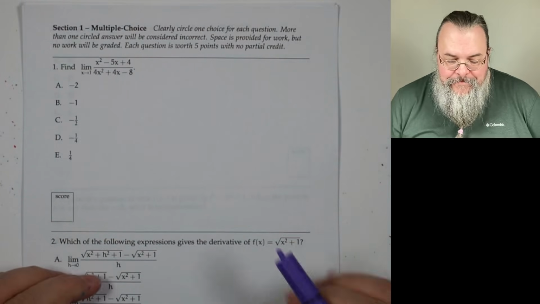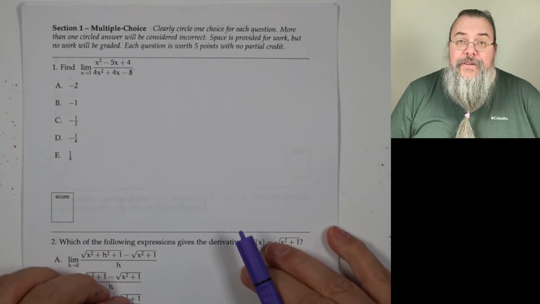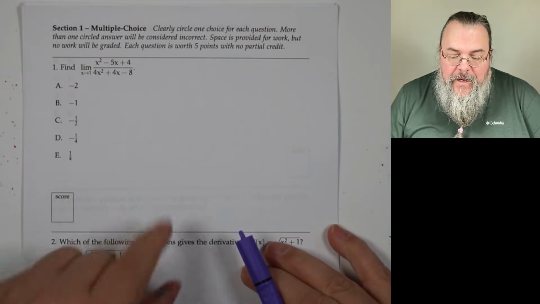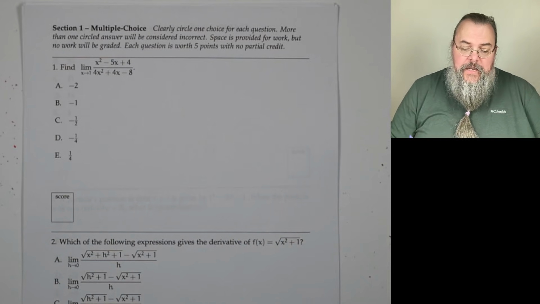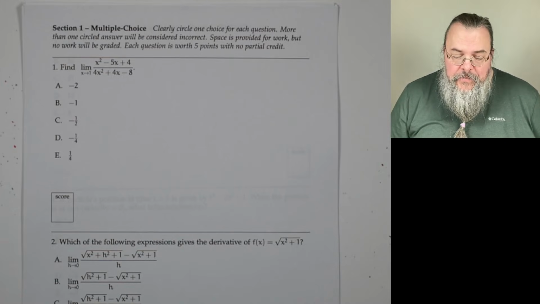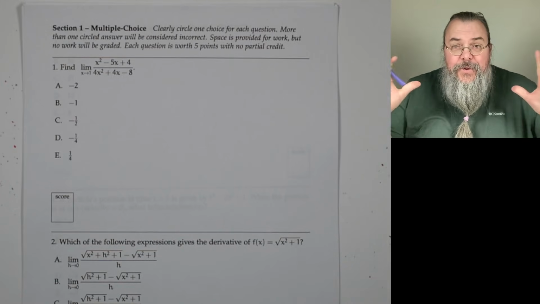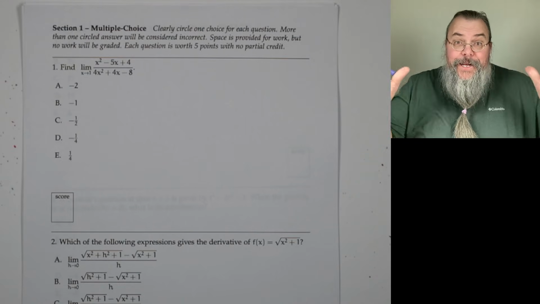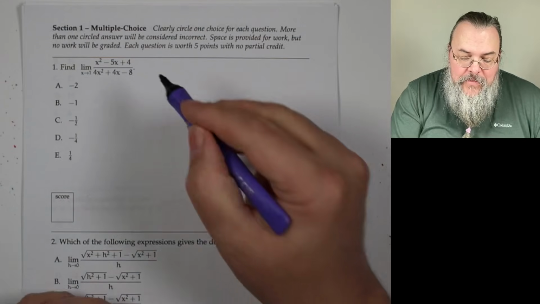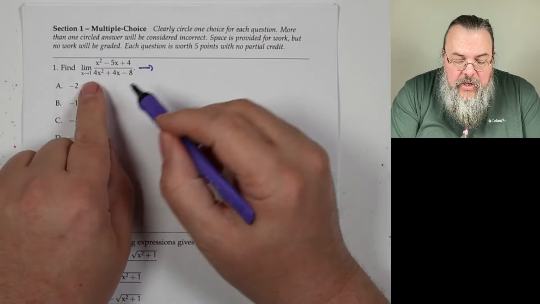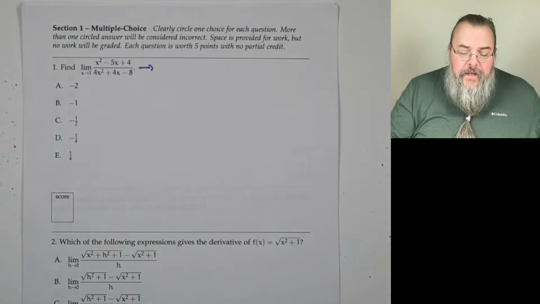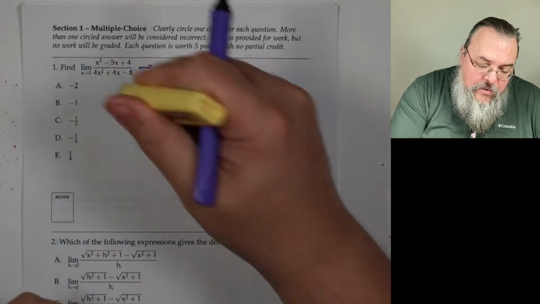Number 1. Find the limit as x approaches 1 of x squared minus 5x plus 4 over 4x squared plus 4x minus 8. So what are we going to do? Well, what you do with every limit, plug it in first and let's see what happens. So when we plug in 1, pay attention, we're not going to let little tiny things get us. So we're going to 1.